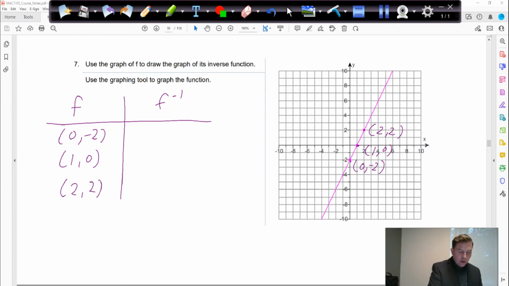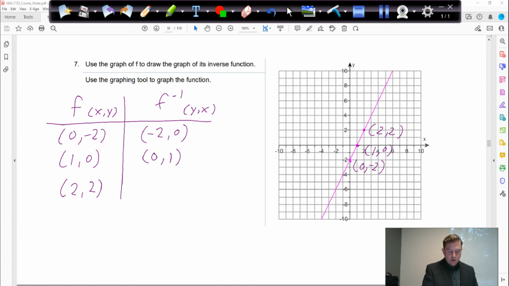So if my ordered pairs here are x, y, then the ordered pairs in my inverse are y, x. So you just flip them. If the original function had a point 0, minus 2, the inverse function has a point minus 2, comma 0. If the original function had a point at 1, comma 0, the inverse has a point at 0, comma 1. And then they both share 2, 2. When you swap those 2's, they don't really change. So these are the 3 dots that are going to be associated with the inverse function.